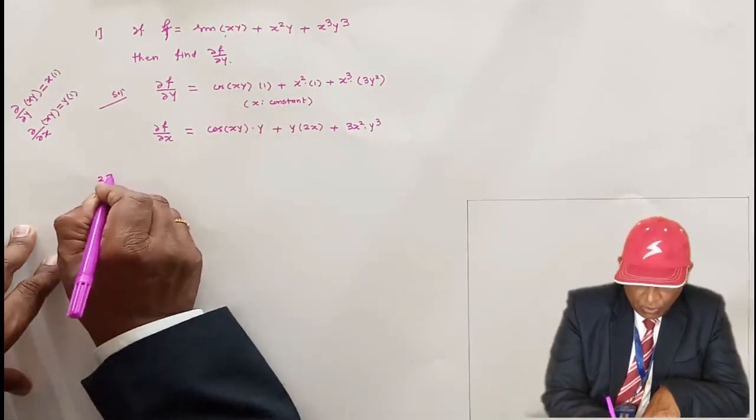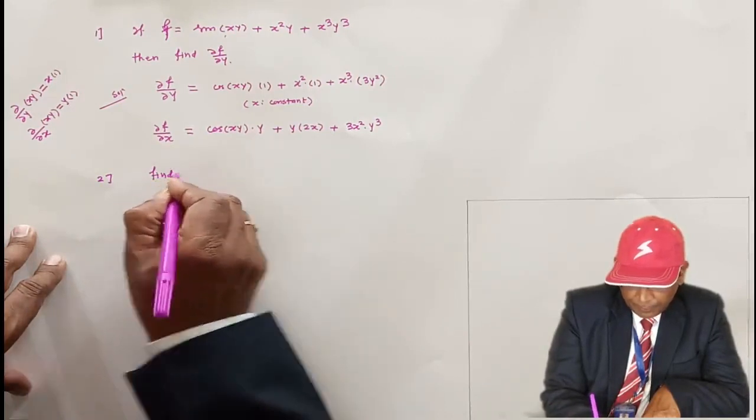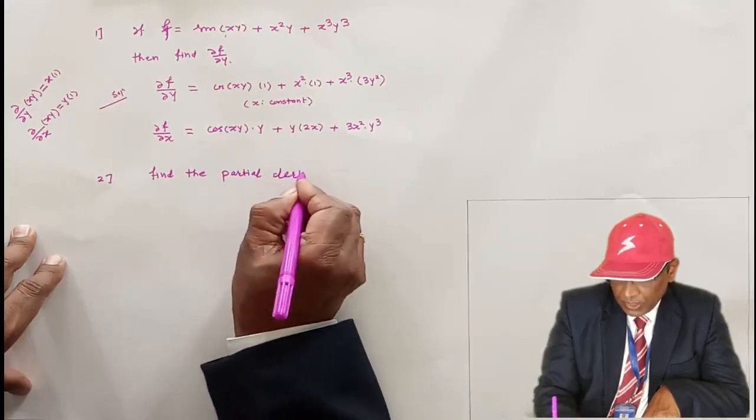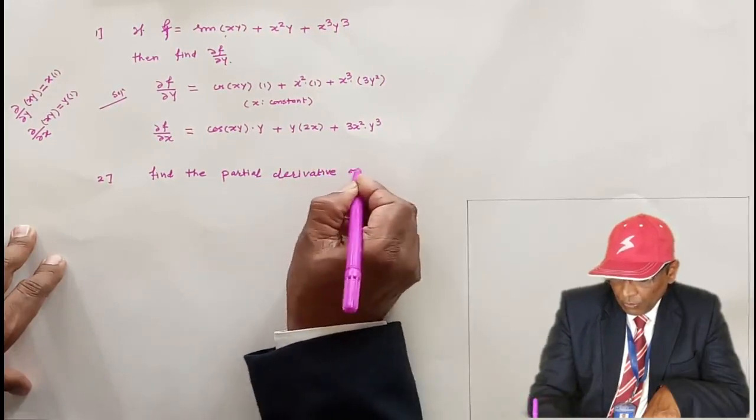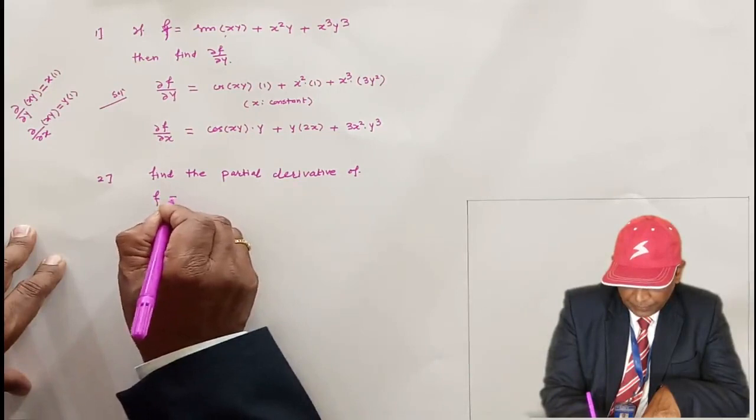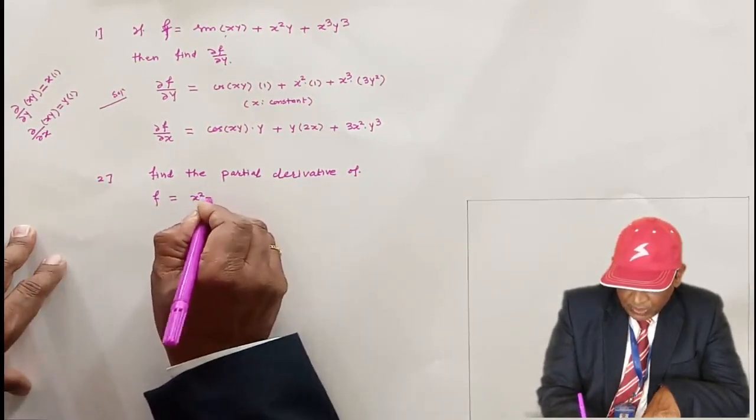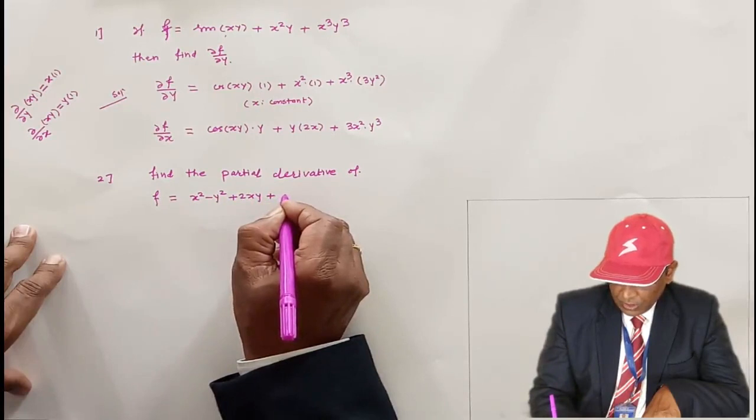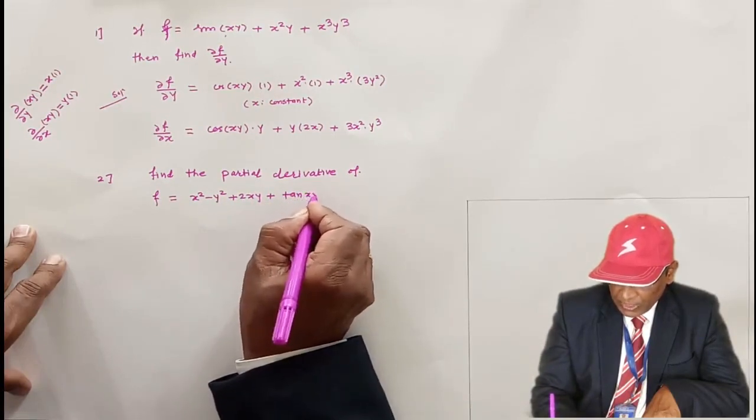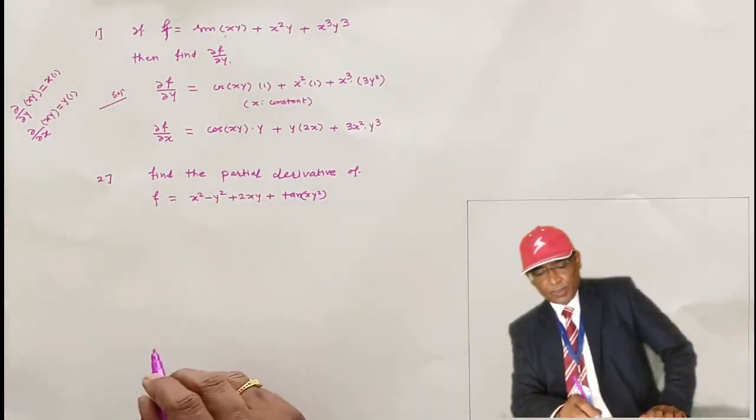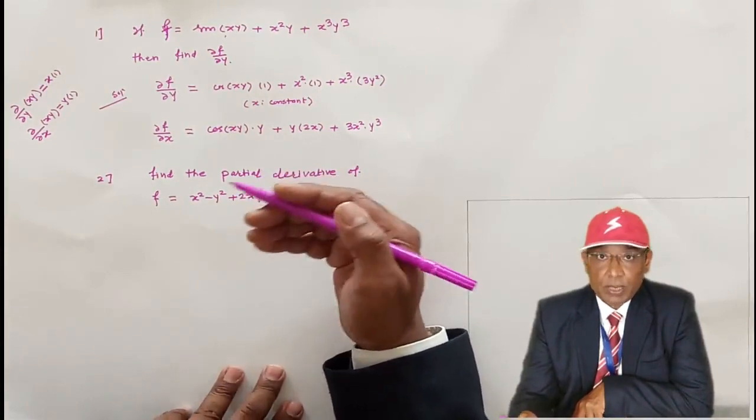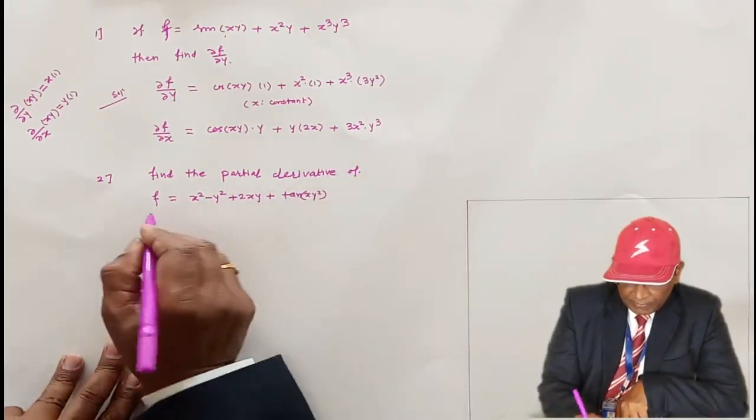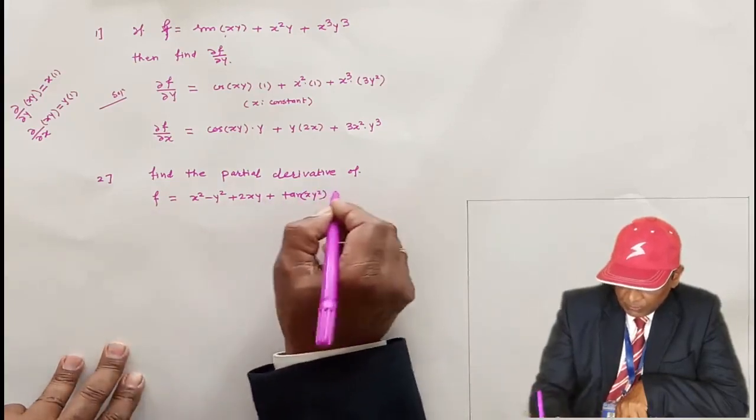There is one more simple sum. Find the partial derivative of a function f, and the function f is x square minus y square plus 2xy plus tan of xy square. In this way. The elementary knowledge of the derivative means you must have command on derivative and trigonometric formulas here.